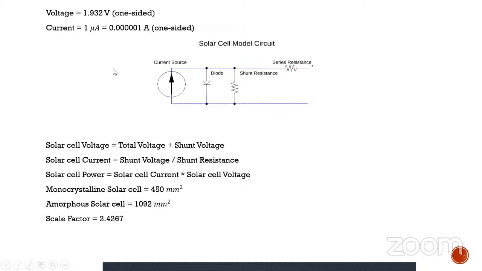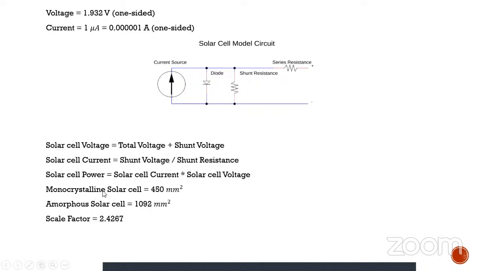Now, if you're using it as one-sided, the voltage that we will get is around 1.9 volts, and the current will be around 0.1 microamperes for this one-sided. So this is the basic model circuit for the solar cell.